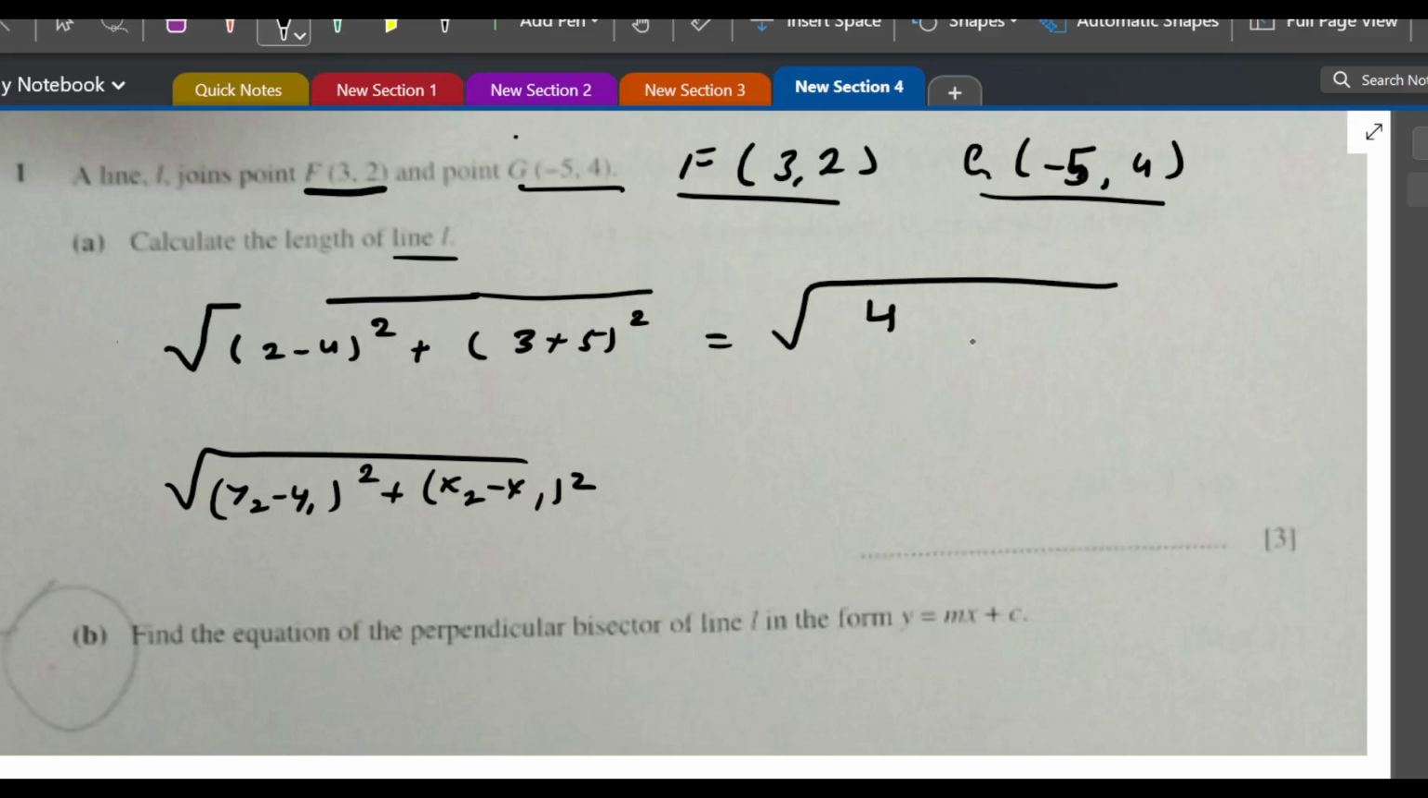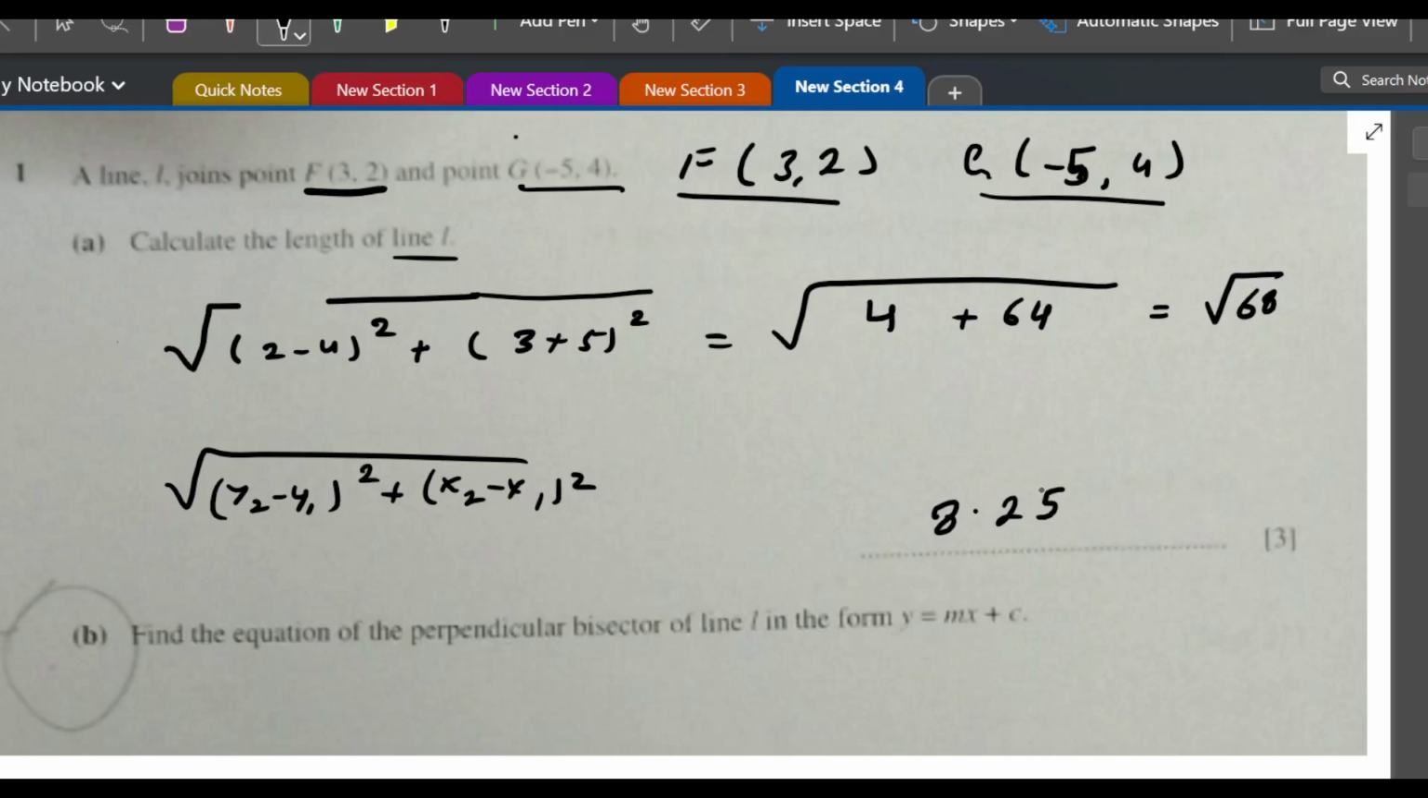Minus 2 square is what? 4. And 5 plus 3 is 8. 8 square is what? 64. 60 plus 4 is what? Root 68. So in your calculator, you can get what root 68 is. Root 68 is 8.25, rounding it up to 2 decimal places. 8.25. Done.